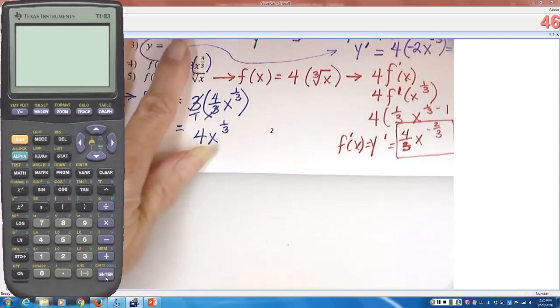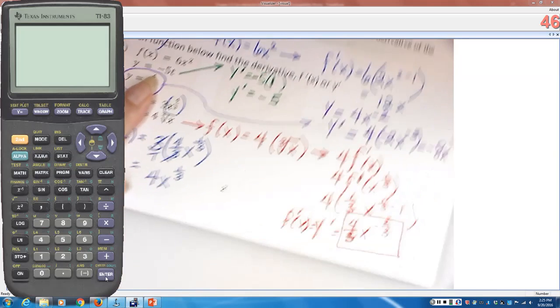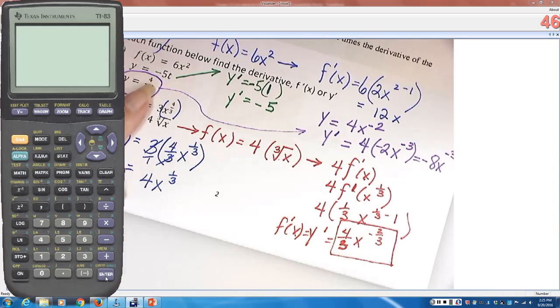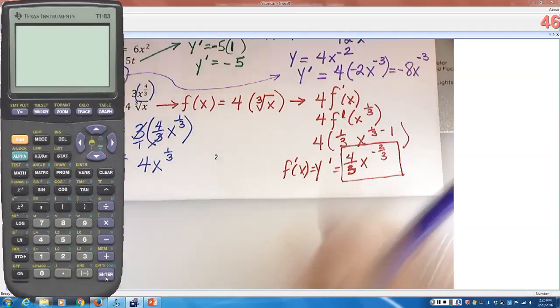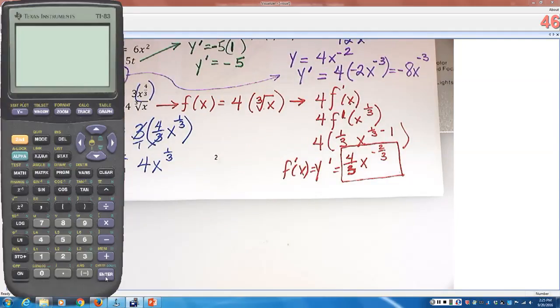Trying to get it to where everybody can see it. There, I'll just hold it. Okay?